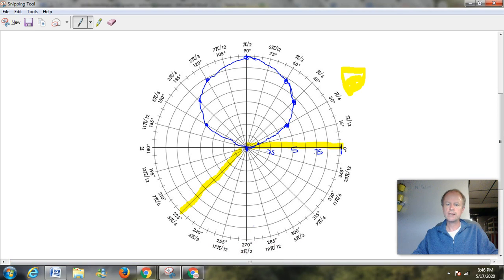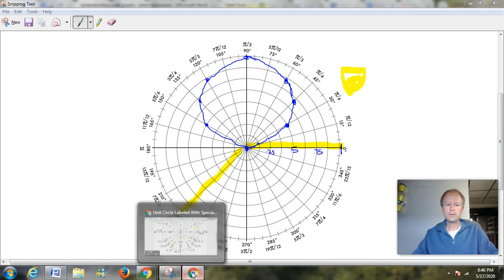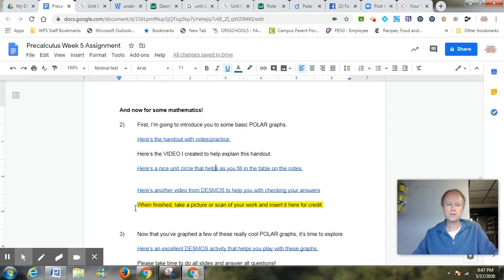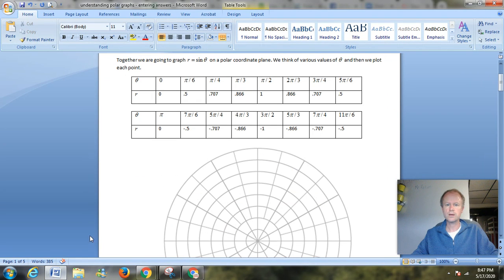If we want to check 270 or 3 pi over 2, that was negative 1 on our table. So let's go back to that table, and you can see, oh, at 3 pi over 2, it was negative 1. Didn't mean to click on that one. Our table, where did our table go? I'm clicking on the wrong thing. So our table is negative 1 at 3 pi over 2.